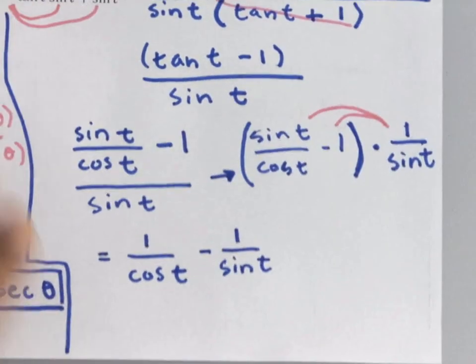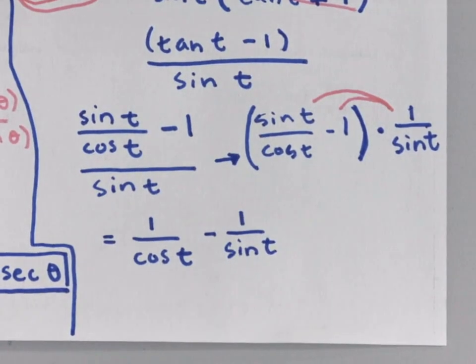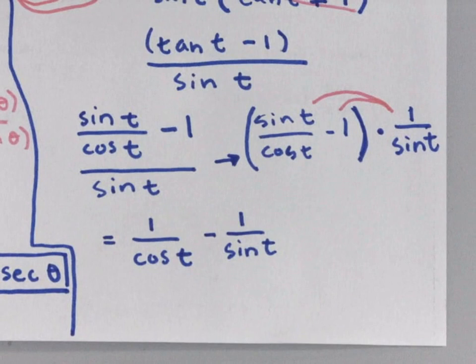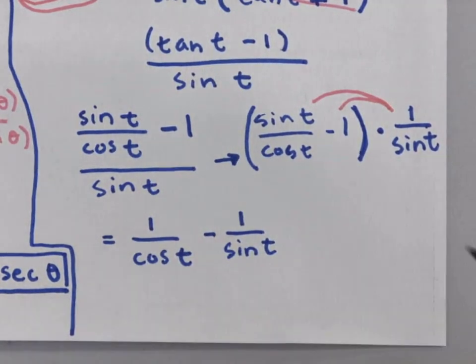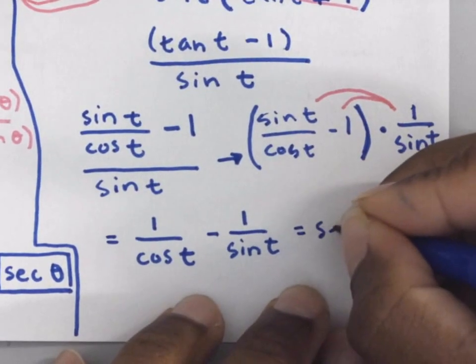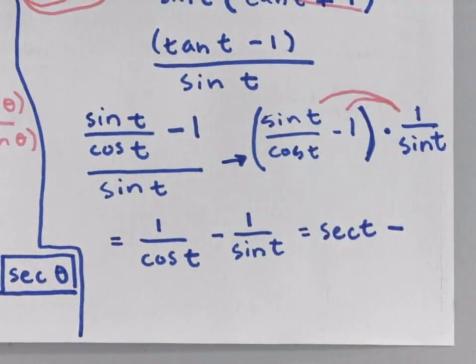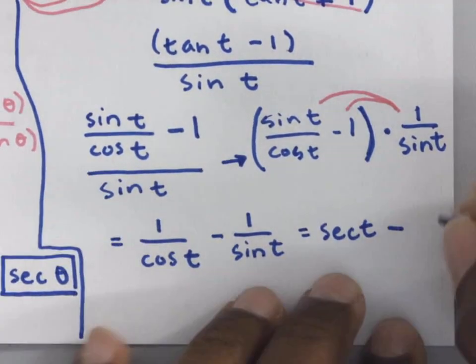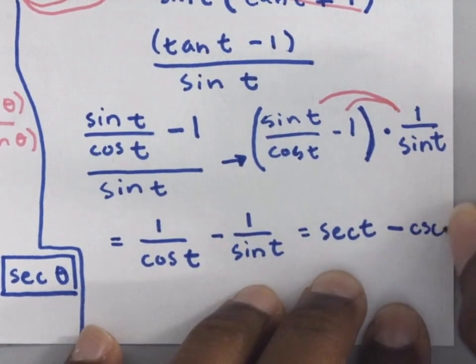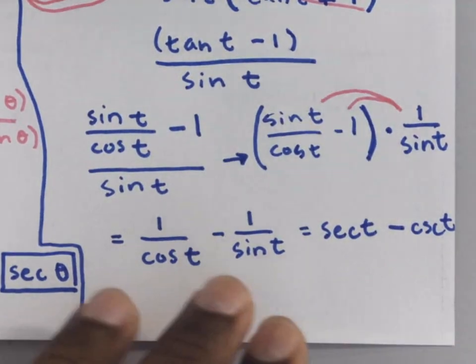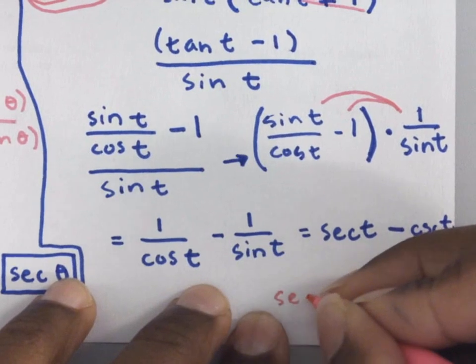Oh, I'm getting close. I just can't leave the fractions. What's cosine's reciprocal? Cosine's reciprocal is secant, minus sine's reciprocal, which is cosecant. Are we done? We are done. I'm going to write down here because it looks kind of not good.